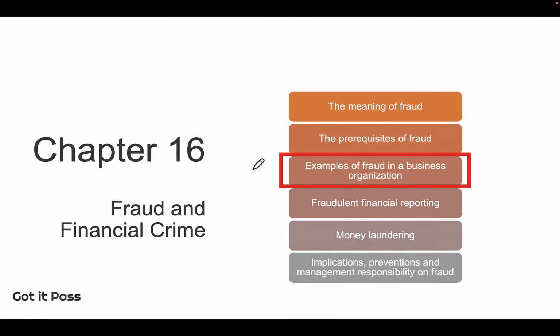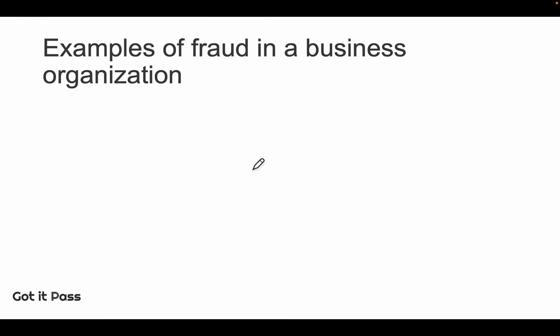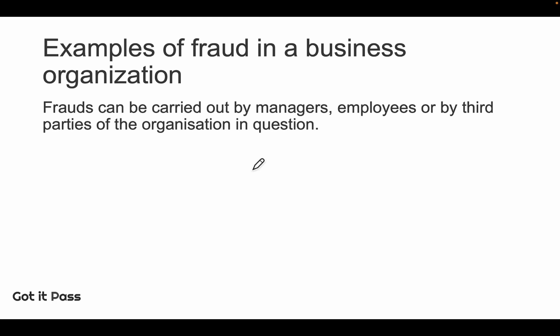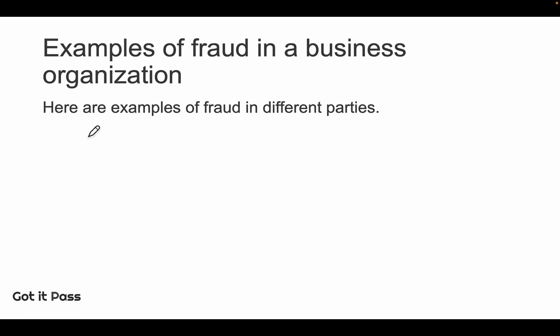So let's now move on to the examples of fraud in a business organization. And frauds can be carried out by managers, employees, or by third parties of the organization in question. In other words, everyone related to the organization, those are the stakeholders, say managers, employees, and third parties, the fraud can be carried out by them. So let's see the examples of fraud in different parties.